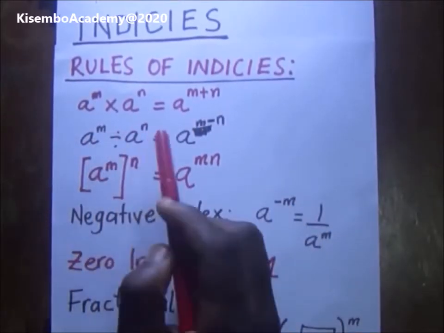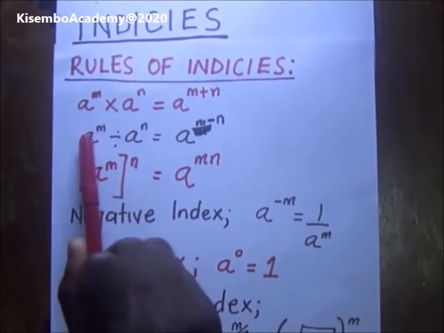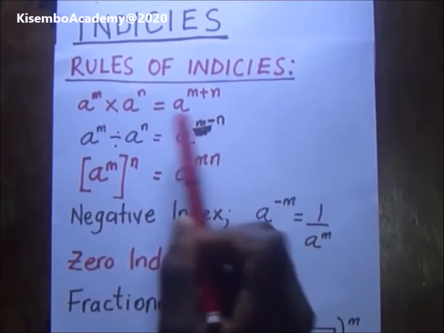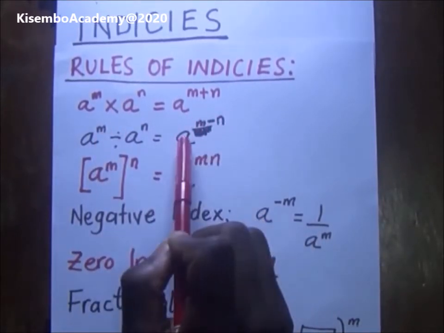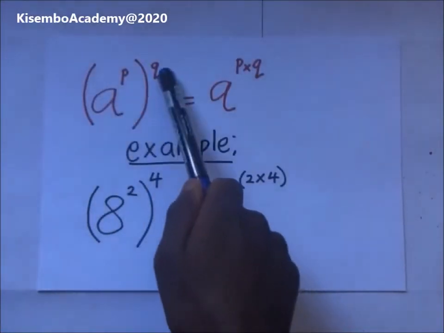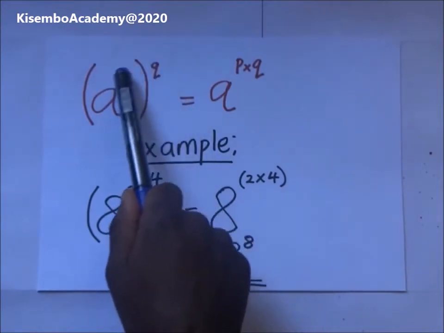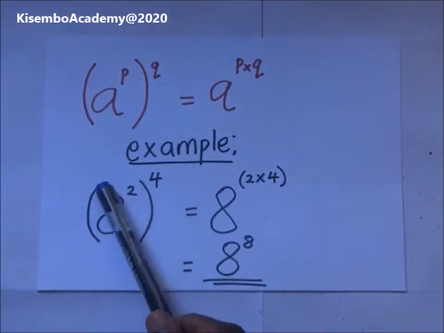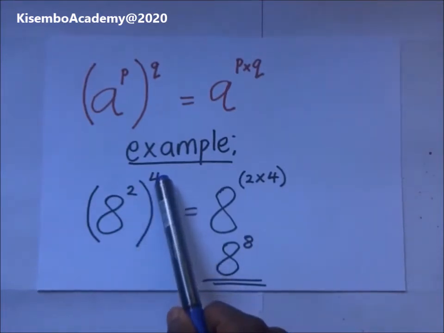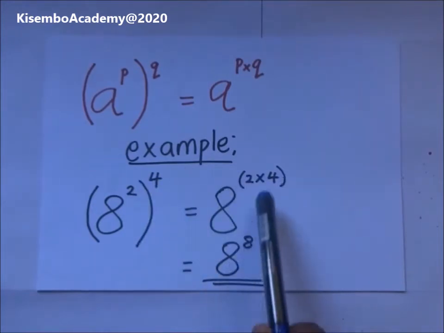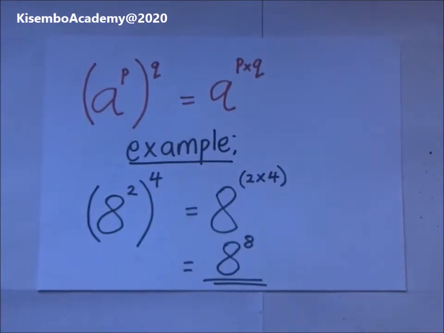If it is division of indices of the same base, we maintain that base and we subtract the powers. In this case, it will be m minus n. Then we have a to the power p, all this in brackets, to the power q. This is the same as multiplying these powers up, p times q. Just like in our example here, this is 8 squared, but this whole index is again to another power 4. It's the same as multiplying the 2 by that 4, and 2 times 4 is 8, so it's 8 to the power 8. That's the answer to that.